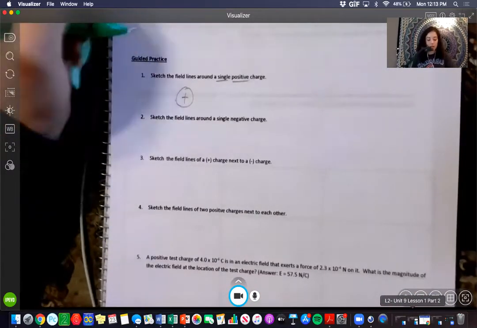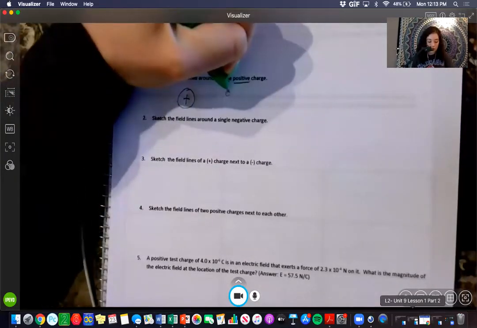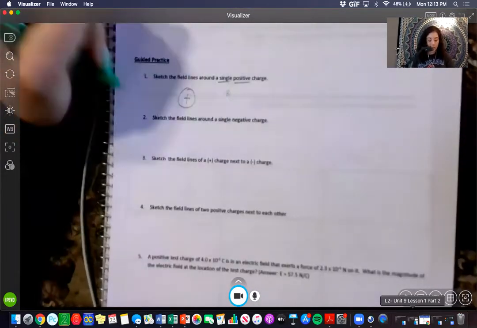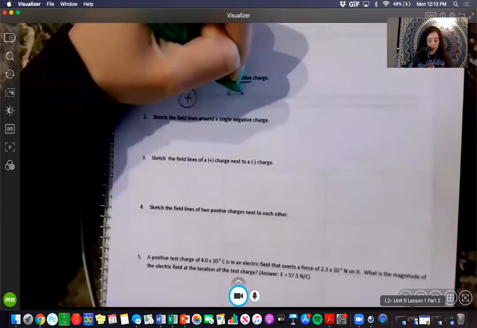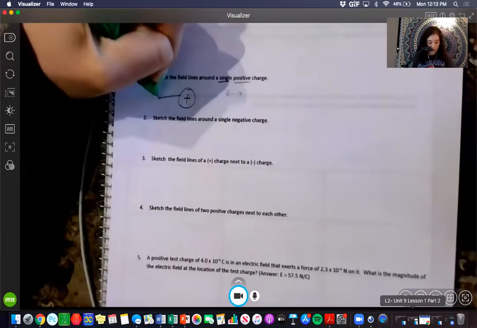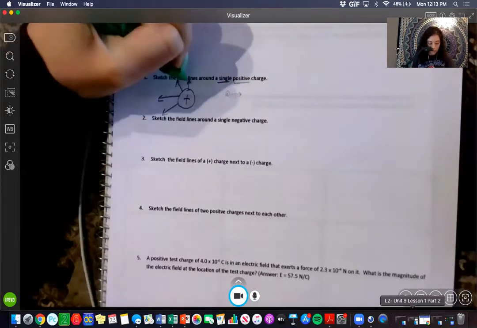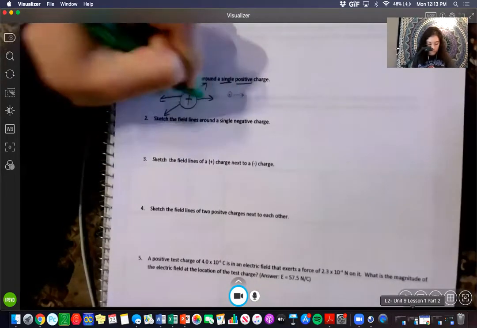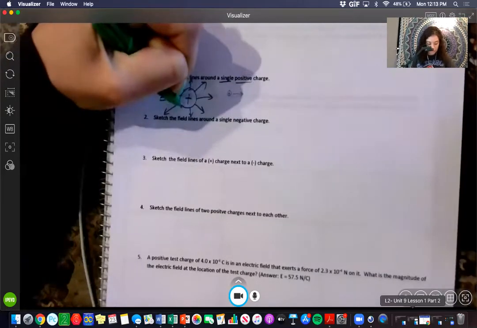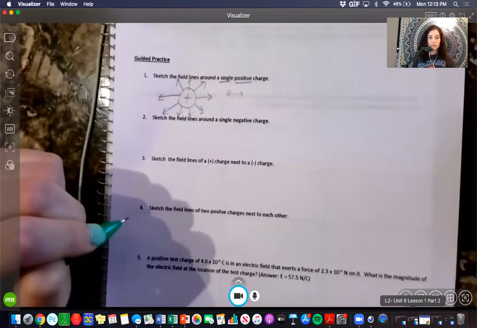So I have to think, if I put a little positive charge in here, what's going to happen? They're going to be repelling each other. So I know my field lines are all going to point outwards. Look at that. Easy peasy.